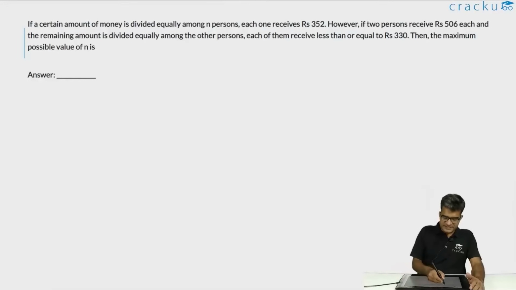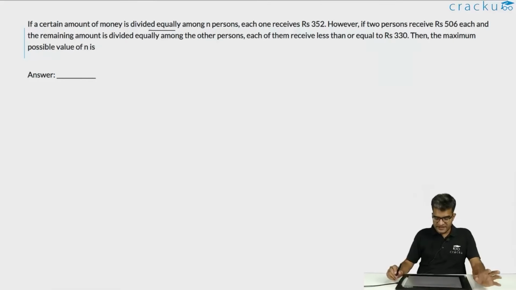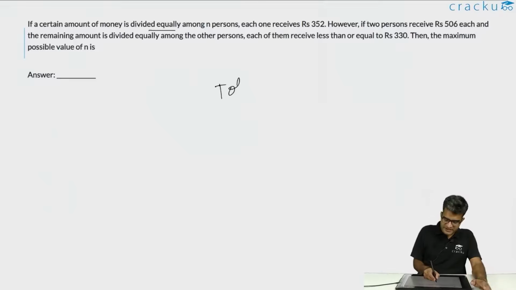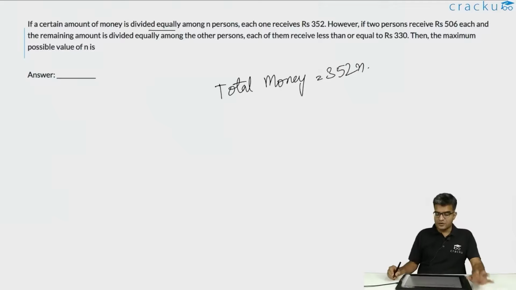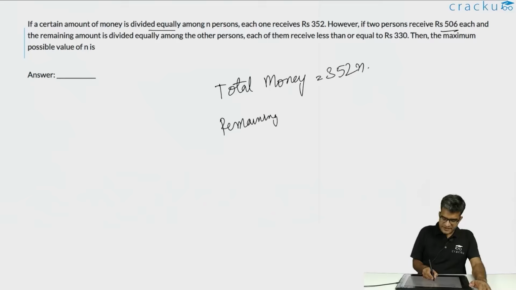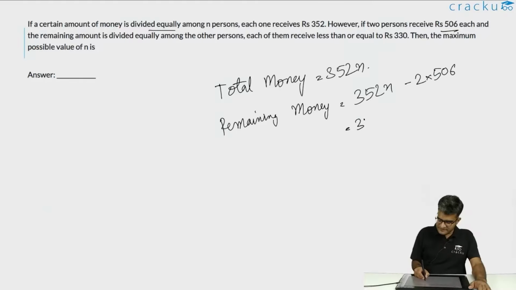In this question, we are told that there is a certain amount of money. When it is divided equally among n people, everyone receives 352 rupees. So the total money that is there is equal to 352n. Now out of these, if two people receive 506 each, what is the remaining money? The remaining money is equal to 352n minus 2 times 506, which is equal to 352n minus 1012.